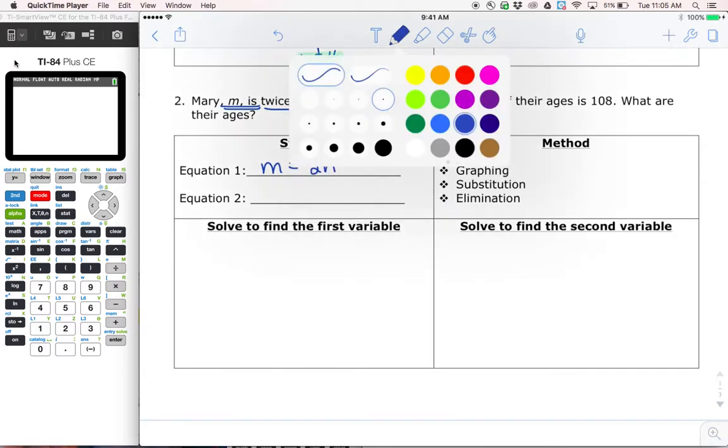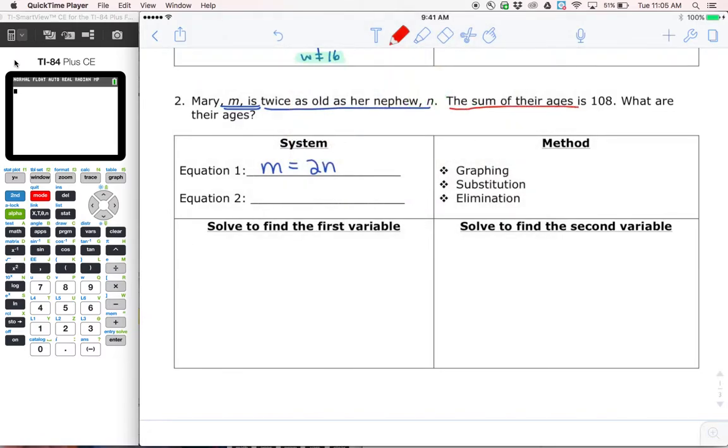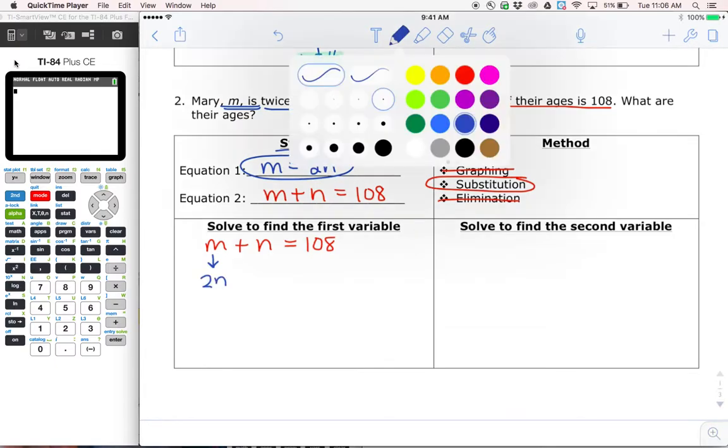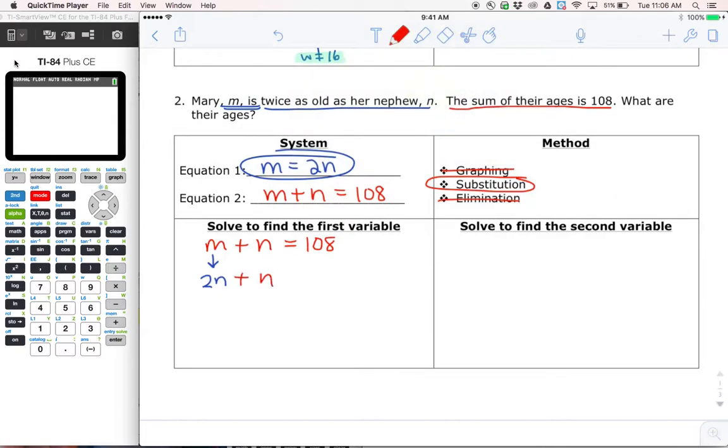My second equation comes from the next sentence. The sum of their ages is 108. So we don't know how old they are, but we know M plus N is going to be equal to 108. This is not graphing. This is not elimination. This is substitution. So I'm going to write my longer equation here, M plus N equals 108, but I'm not going to write M. I'm going to write something else that is the same as M. M is equal to 2N. So I'm going to use that instead with my plus N equals 108.